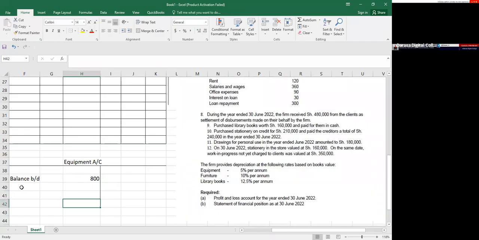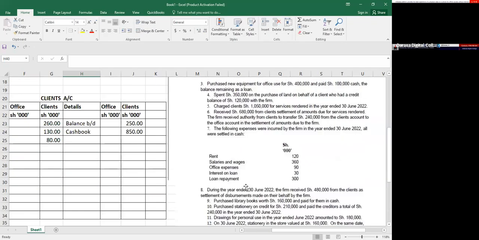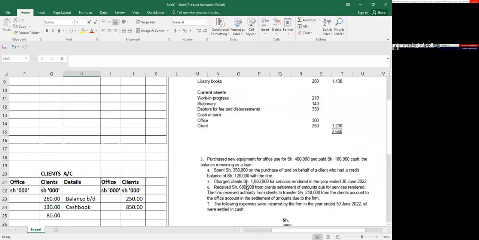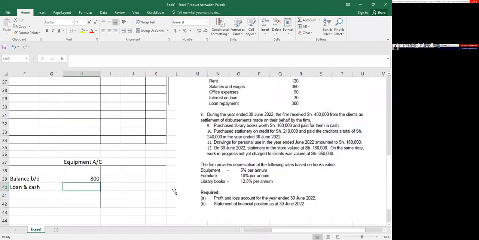We purchased new equipment. So we purchased an equipment of how much? This is a loan and bank, loan and cash. A figure of how much we used. Note number 3, 400,000. So I'm having 400,000. In this case, I can have it as separate. The total is, of course, from loan and bank, a total of 400,000.